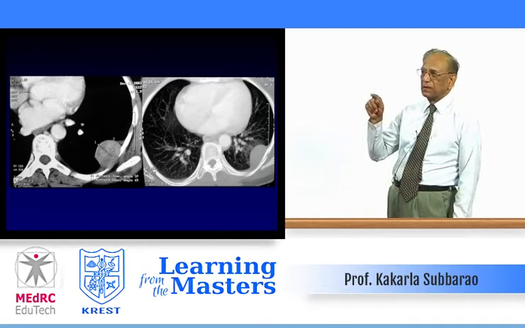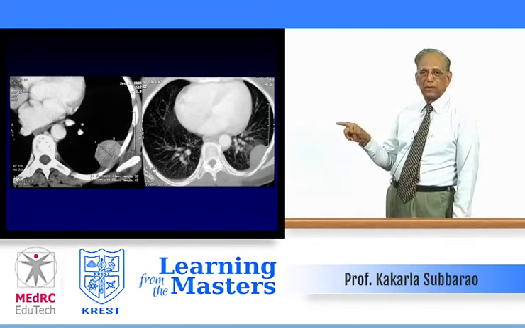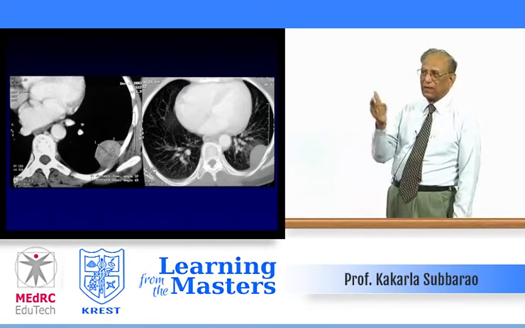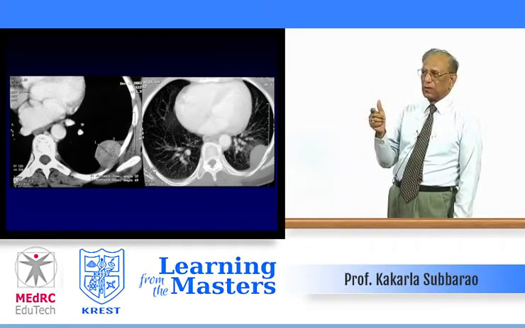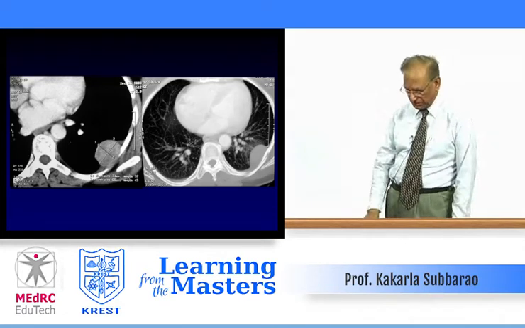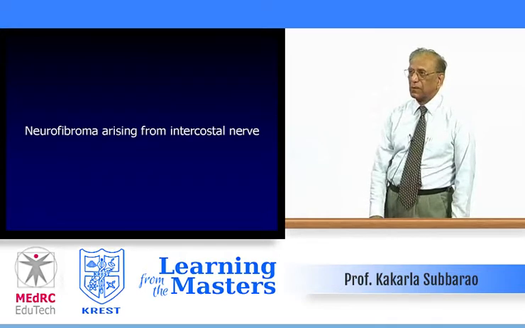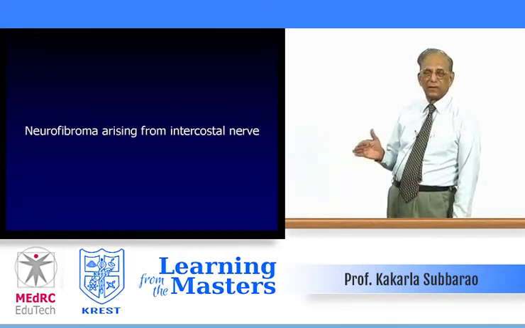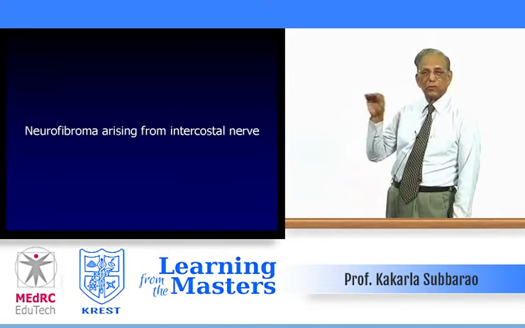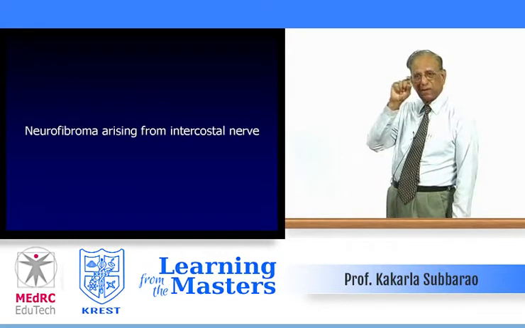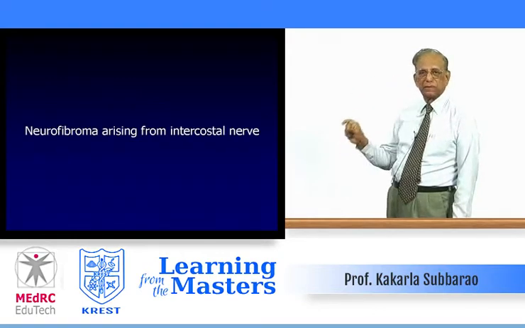Notice in the CT, and the film on the right side looks like an extrapleural mass, whereas here another section is rounded, still oval, and there is some pleural extension. Neurofibroma arising from the intercostal nerve. That's how it is eroding the inferior portion of the upper rib, because intercostal nerves run along the inferior portion of the ribs.